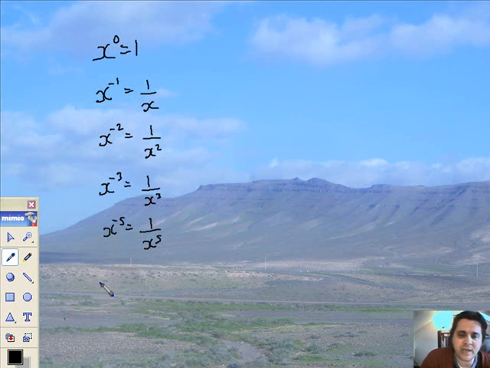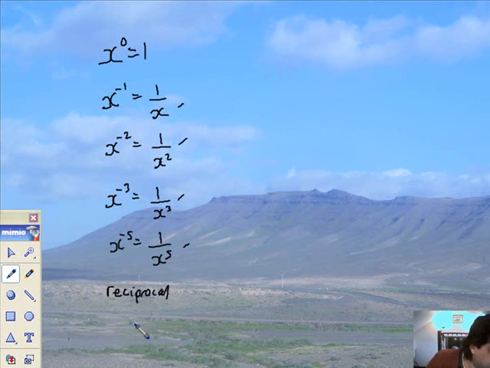I better write the word again. From a previous unit, you should know the word reciprocal. And that is that, and that, not that one. So I'm asking you to believe that and go and investigate it yourself.